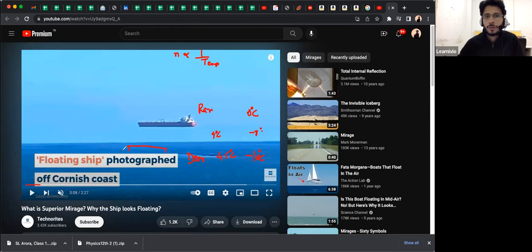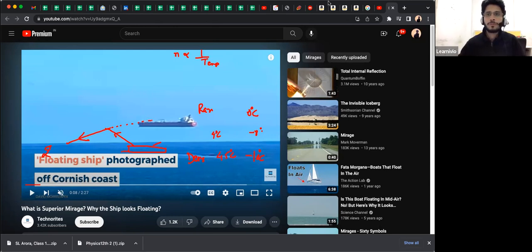Say there is one ship here. So the rays coming from the ship are actually moving from a denser to a rarer medium. They get reflected here, TIR. And if there is some observer here, he will see that the rays are coming from there. So the ship which is floating on the water appears to be floating in the air. This optical illusion is known as looming. So looming and mirage occur in extreme conditions. Mirage in extremely high temperature, looming in extremely low temperature.